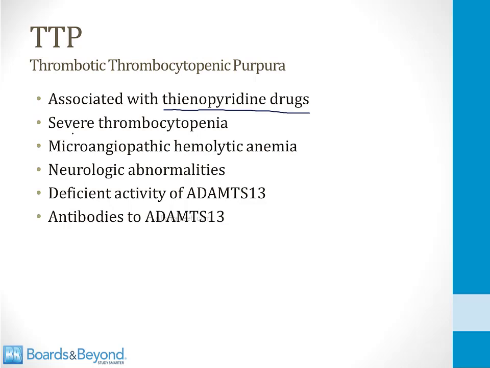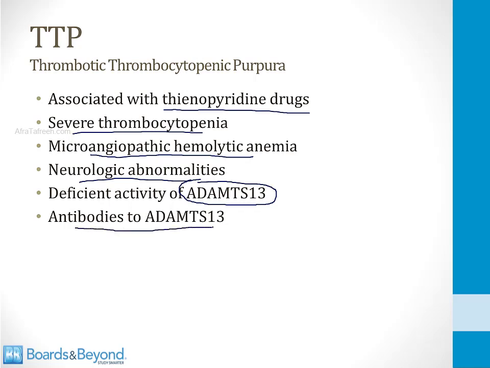The syndrome results in a severe thrombocytopenia, also a microangiopathic hemolytic anemia, and finally neurologic abnormalities. It's caused by a deficiency of an enzyme called ADAMTS13. The mechanism by which this enzyme becomes deficient in patients taking thienopyridines is not entirely clear. In many cases, antibodies to this enzyme have been discovered, but in other cases, antibodies haven't been found. But whatever the mechanism, this enzyme becomes deficient in patients taking these drugs, and that's what leads to TTP.